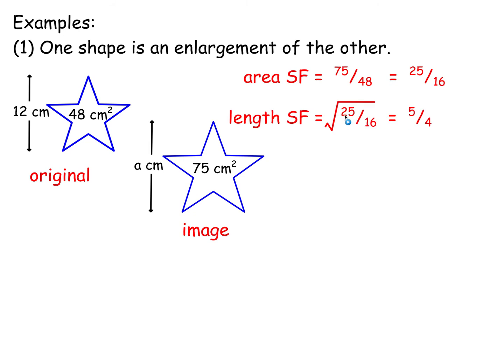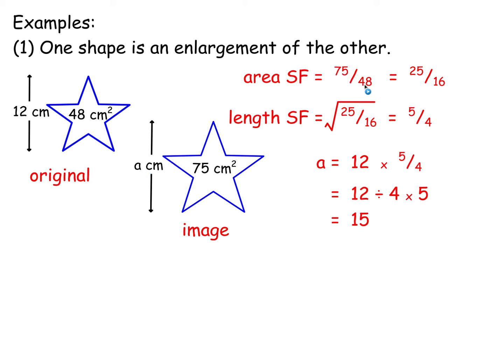Square root that. Square root of 25 is 5. Square root of 16 is 4. That's the length scale factor, 5 over 4. Now apply the length scale factor to that 12. 12 times 5 over 4. Divide by 4, 3, multiply by 5. So that gives us 15. That height is 15.